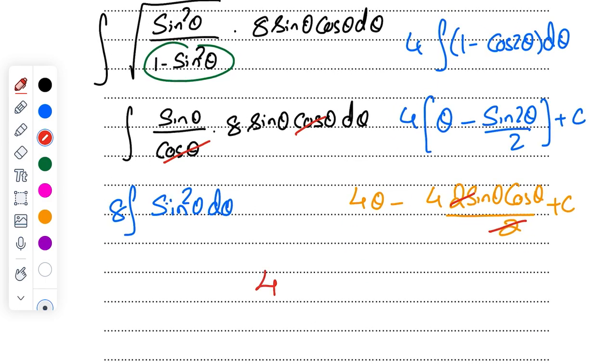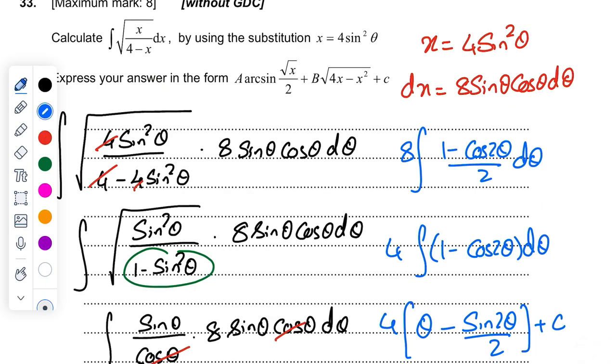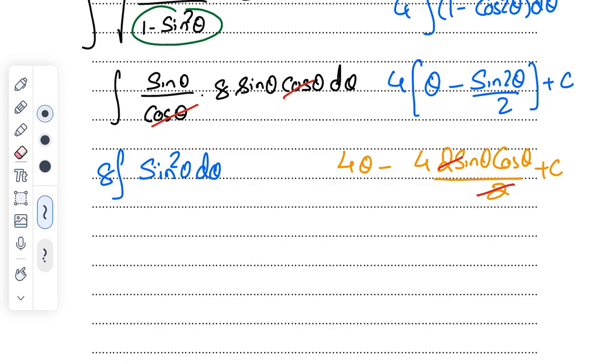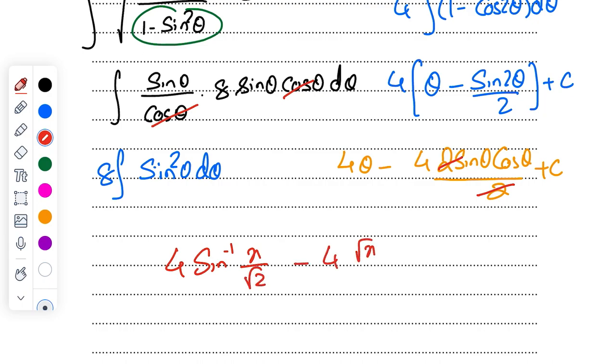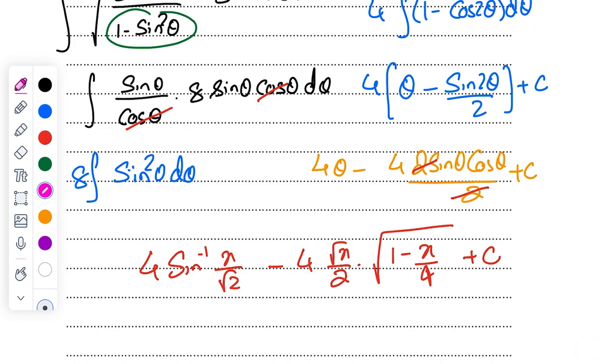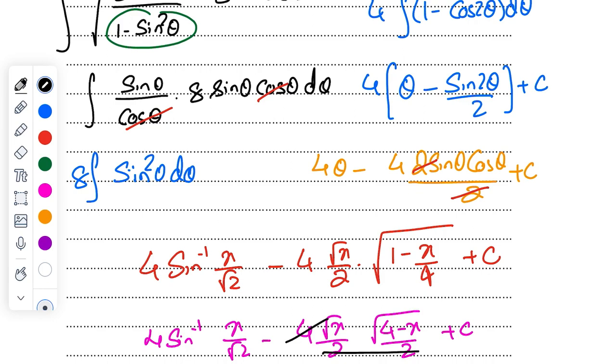4 theta. What is theta? From here we can get theta as sine inverse of the square root of x upon 2. So it becomes 4 sine inverse of square root of x upon 2, minus 4 sine theta. Sine theta is the square root of x upon 2 times cos theta, which is the square root of 1 minus sine square theta, plus c. Sine square theta is x upon 4. So what is my final answer going to be? 4 sine inverse of root x upon 2, minus 4 root x upon 2 times the square root of 4 minus x upon 2, plus c. 2, 4 and 4 get cancelled. That's going to be the final answer.